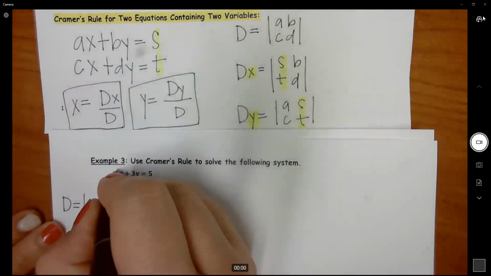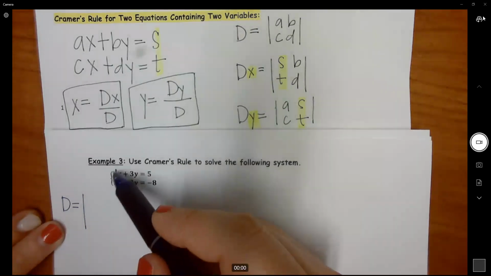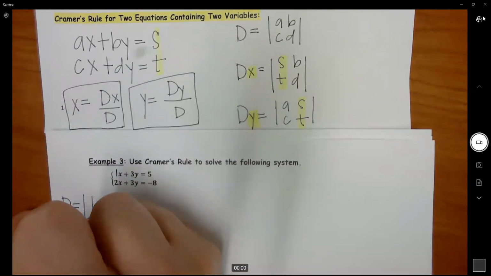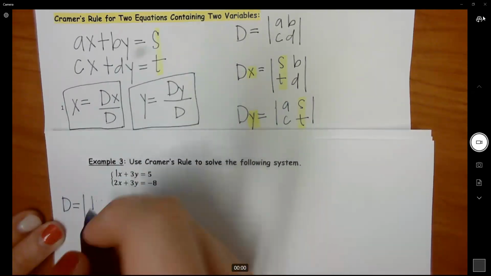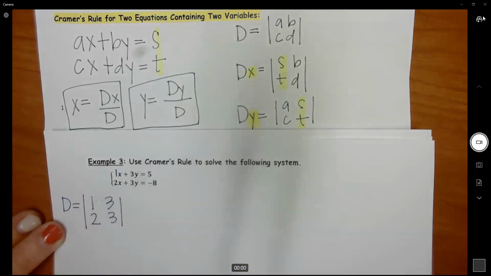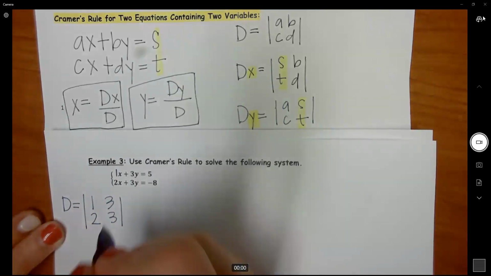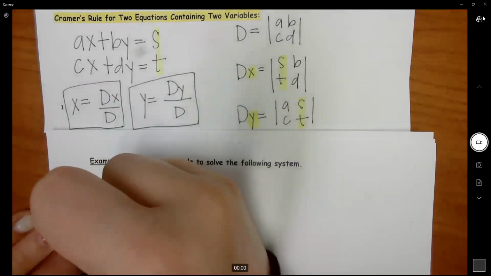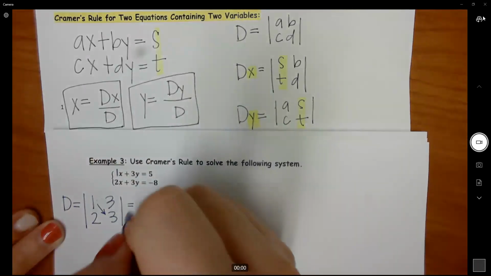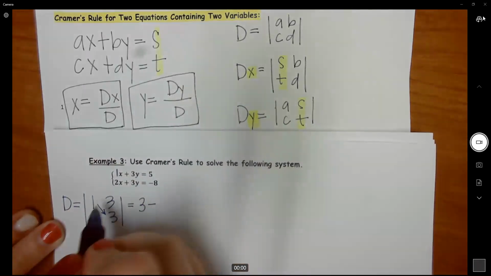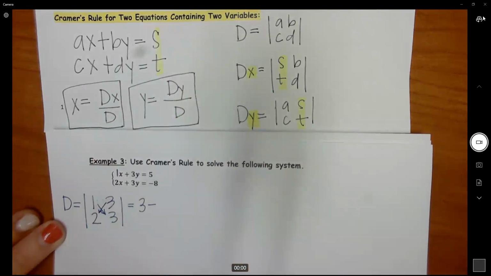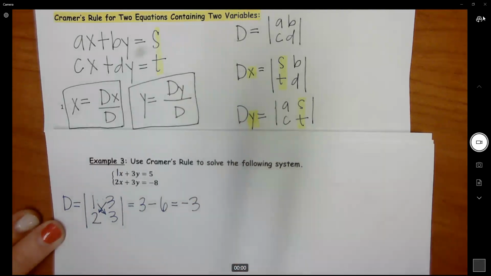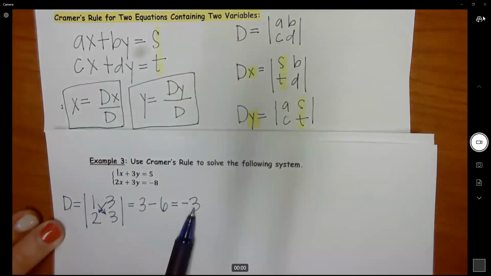So this is the same as 1x. So I have 1, 2 in my x column, and then my y column is 3, 3. So I can go ahead and solve this. We know it's the cross product of a times d, which is 3, minus the cross product of b times c, which is 6. 3 minus 6 gives me -3. So my D equals -3.